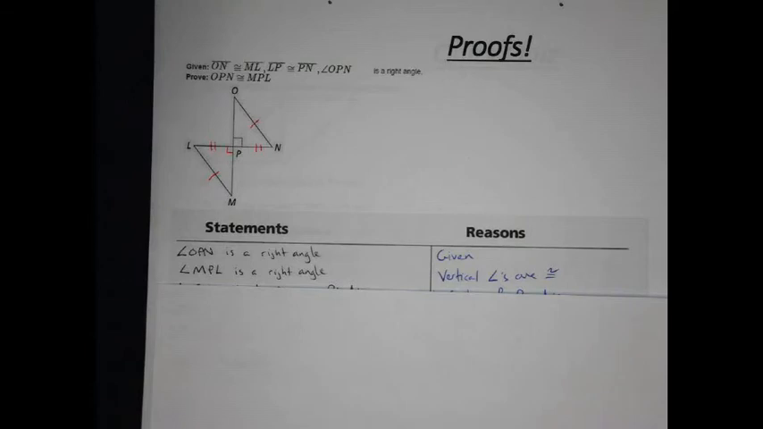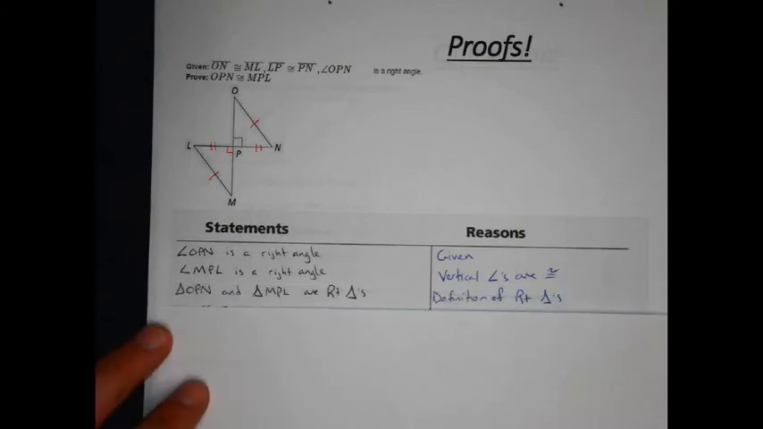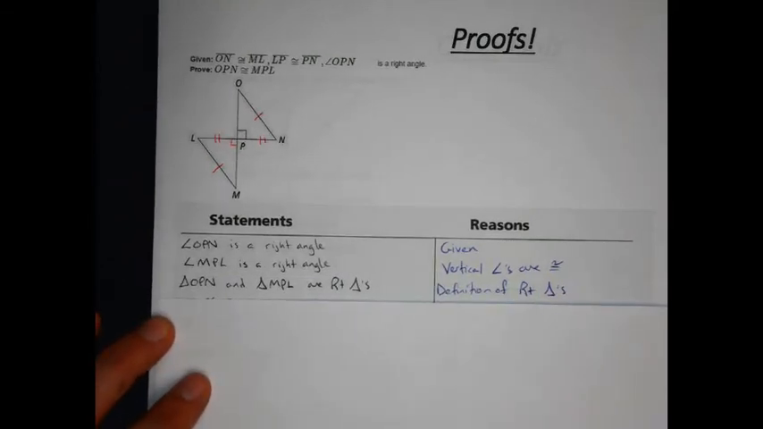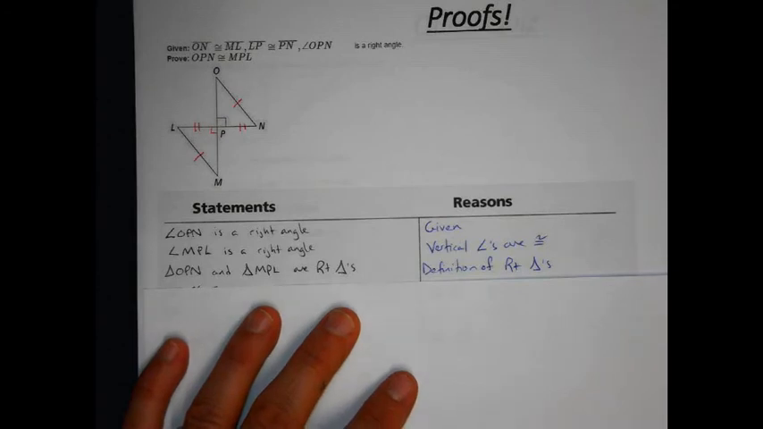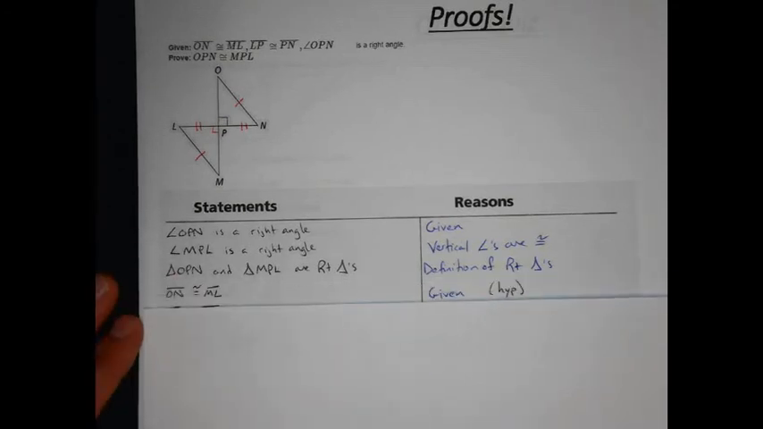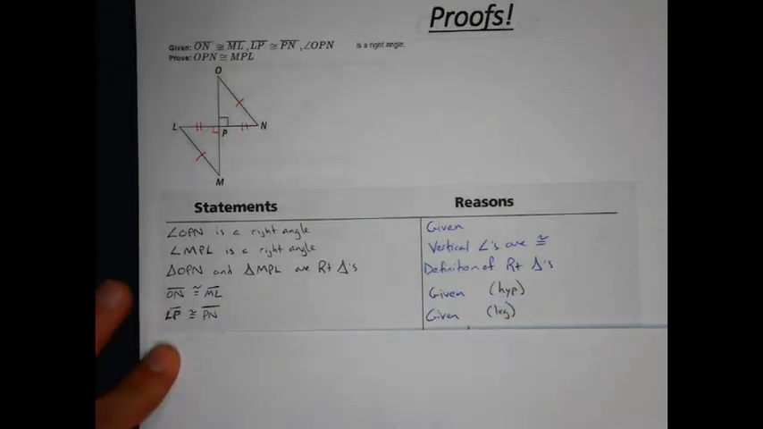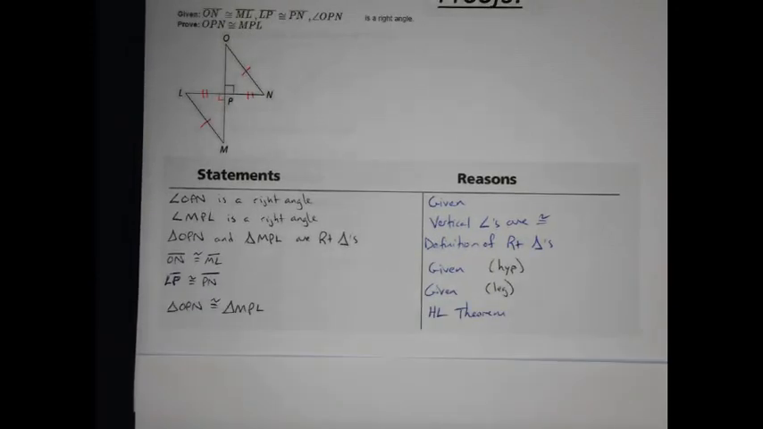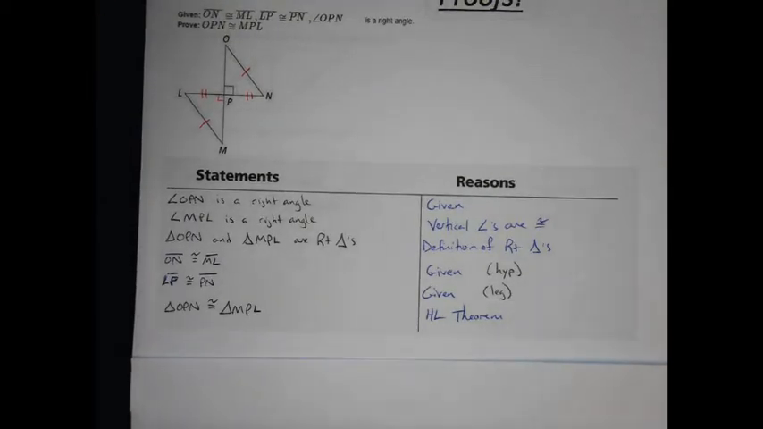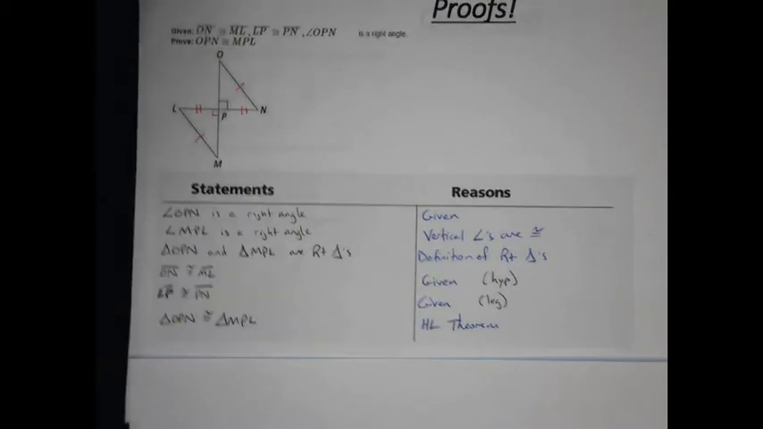Now I can talk about my triangles. All right, so triangle OPN and triangle MPL are right triangles. Definition of right triangles. I have established right triangles. It's so important. Once establishing right triangles, well, do we have a hypotenuse? Yup. And do we have a leg? Yup. Those things were given to us, right? And so once we have our right triangles established, hypotenuse, leg, proof, done. And that's how that works. So these proofs, not too shabby there. But if it was too fast, pause, rewind. The game plan is the important thing, right?